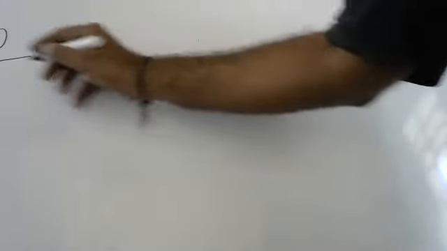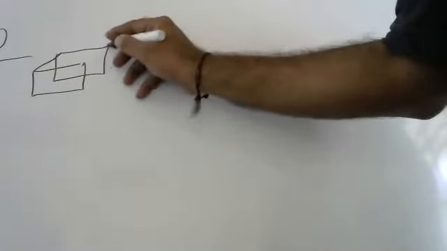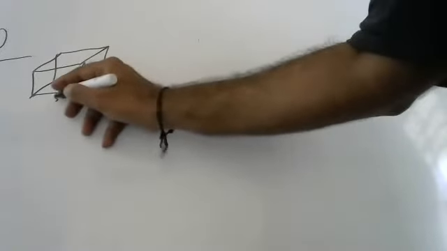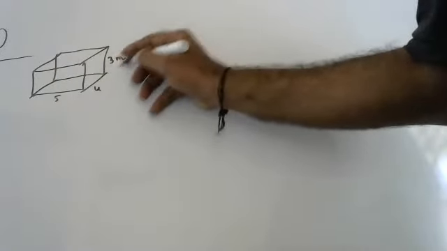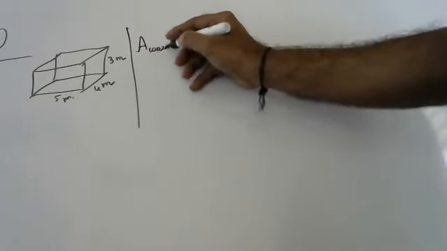Okay. Next sum, children. See here, all of you. The length, breadth, and height of a room are 5, 4, 3. Find the cost of whitewashing the walls and ceiling. Again he is saying walls and ceiling, area of walls and ceiling.